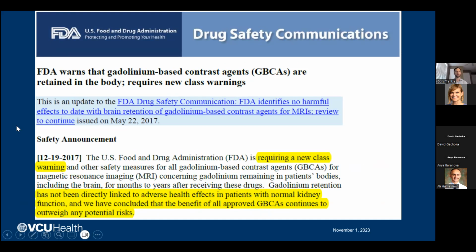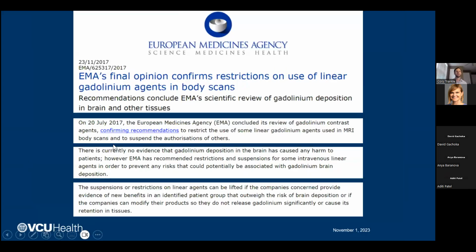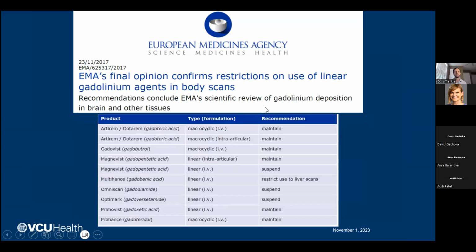But it has not been directly linked to adverse health effects on patients with normal kidney function, and they decided that the benefit of using the contrast agents continues to outweigh any potential risks. They did note later that linear gadolinium-based contrast agents result in more retention, and retention for a longer time, than macrocyclic gadolinium-based contrast agents. They didn't necessarily restrict the use of linear gadolinium-based contrast agents, which is different from the European Medicines Agency, where they did restrict linear contrast agents in body scans.